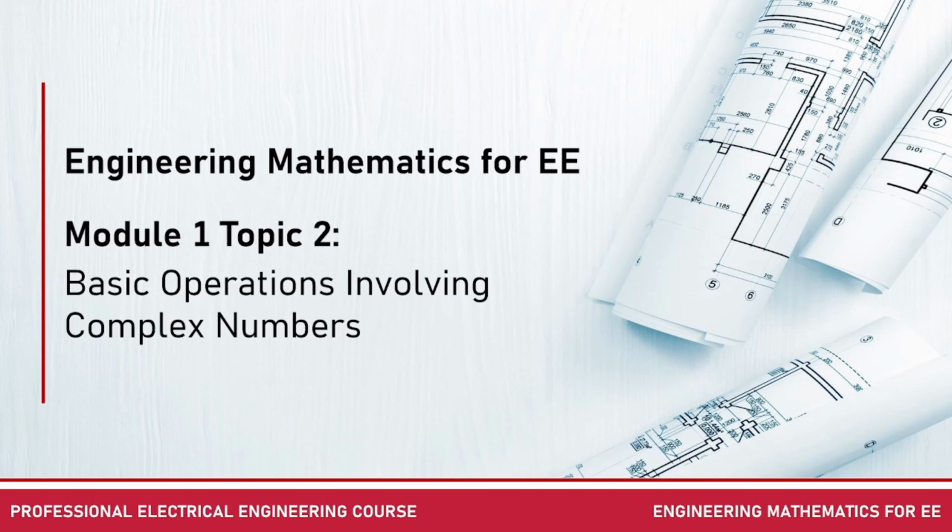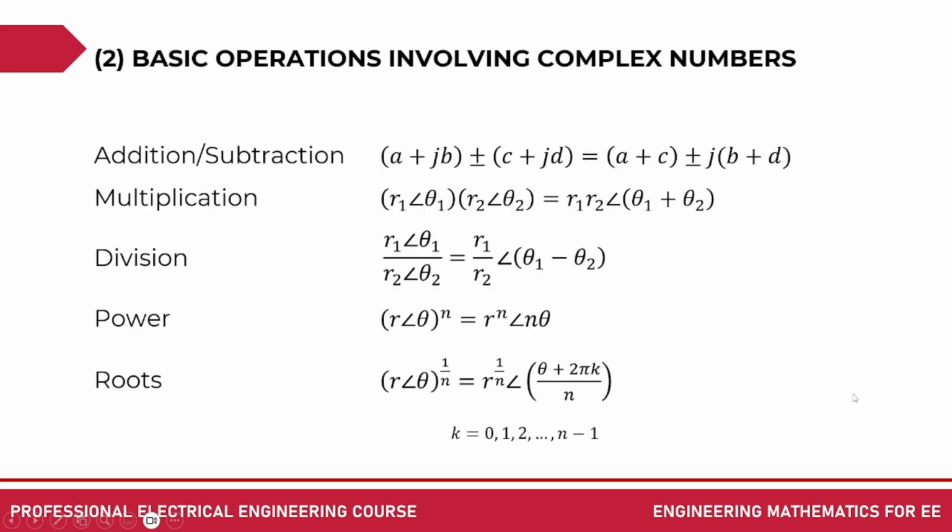Okay, so for this one, this is topic 2 in module 1, which is the basic operations involving complex numbers. For addition and subtraction, the two quantities must be in rectangular form. If it's in rectangular form, all we have to do is simply add the same component terms.